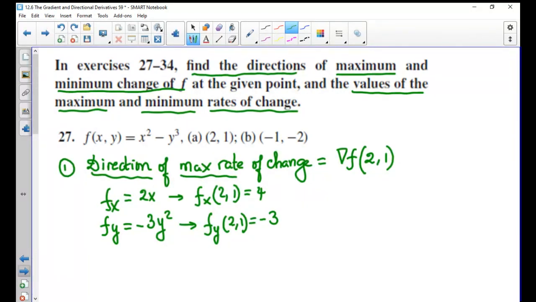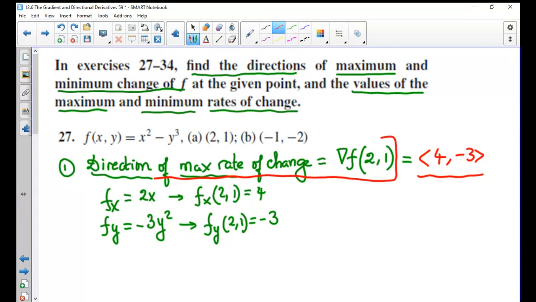Okay. So therefore, the direction of maximum rate of change will be given by (4, -3). That's it. So that's the direction. It's the gradient. So really important this: the direction of maximum change is the gradient.